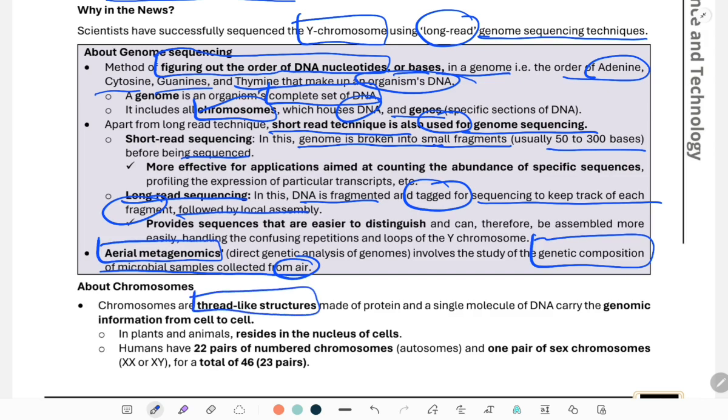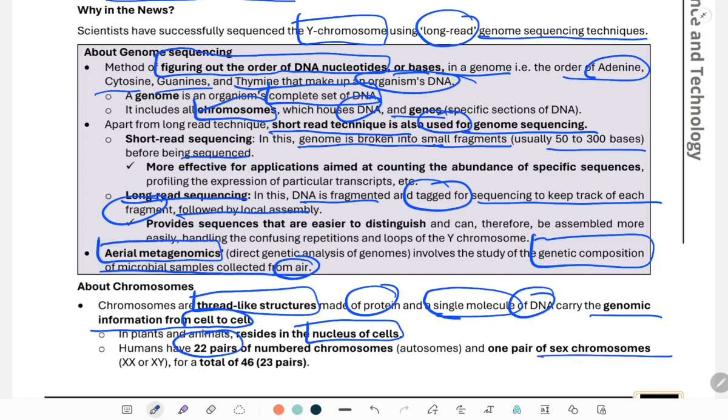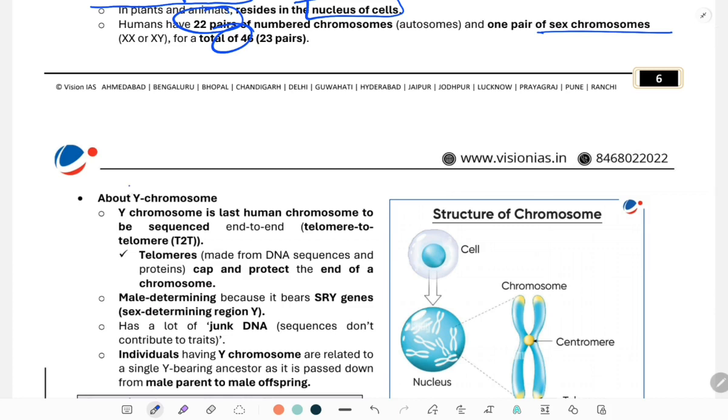Chromosomes are thread-like structures made up of protein and a single molecule of DNA that carry genomic information from cell to cell. In plants and animals, they reside in the nucleus of cells. Humans have 22 pairs of numbered chromosomes and one pair of sex chromosomes, for a total of 46. We'll see about the Y chromosome. It is the last human chromosome to be sequenced end to end.